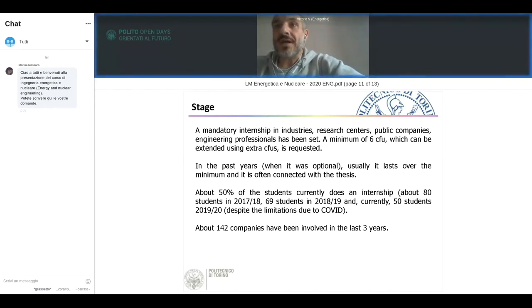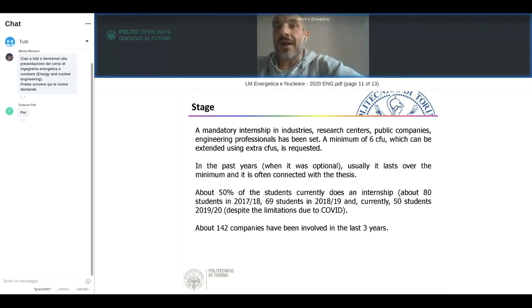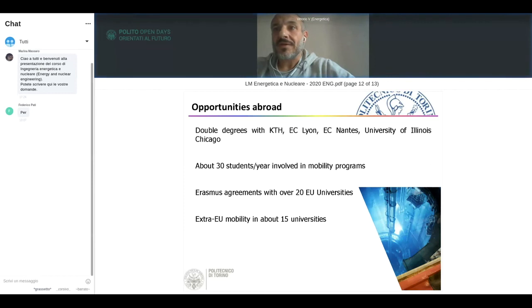A few more words about another specific feature of our program. This is the opportunities you have to study abroad, to spend a period abroad. We have basically 4 double degree programs: one with KTH in Sweden, 2 with École Centrale in France, in Lyon and Nantes, and 1 in the US at the University of Illinois in Chicago.